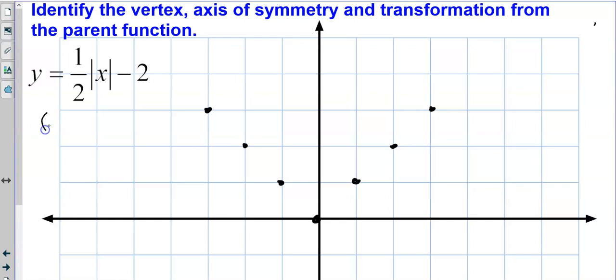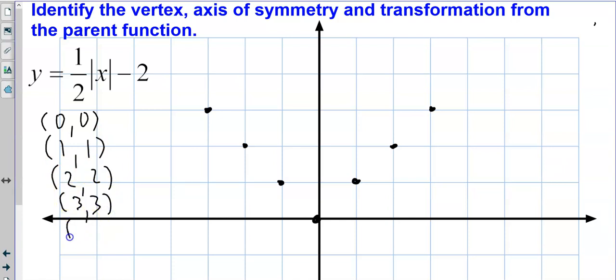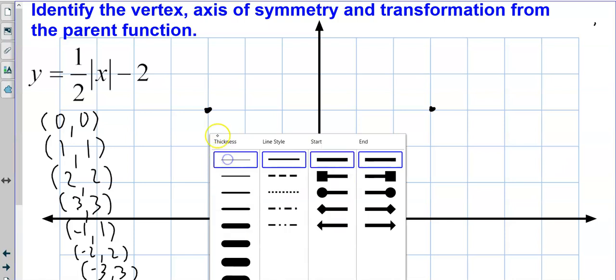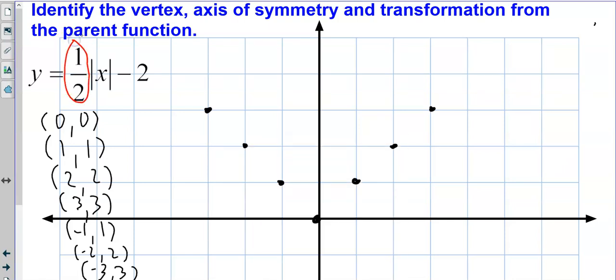So I'm going to write out the points 0, 0; 1, 1; 2, 2; 3, 3. And negative 1, 1; negative 2, 2; and negative 3, 3. Okay, so I wrote out all those points. What the 1/2 at the beginning does is called a vertical stretch. It's vertically stretching it, so the y values are being affected. All the y values are being multiplied by 1/2 in this case.